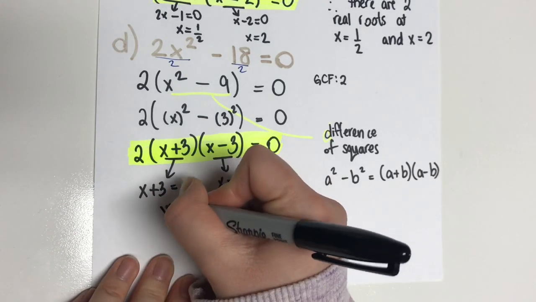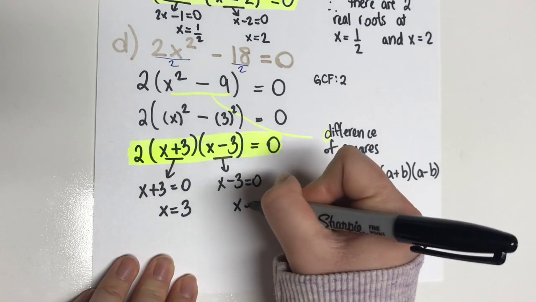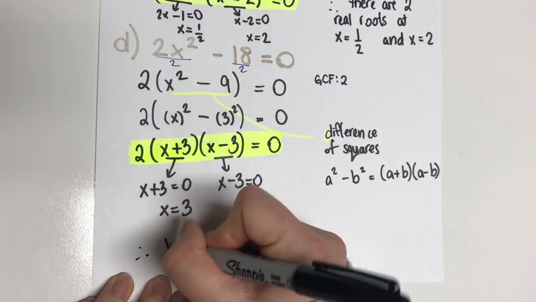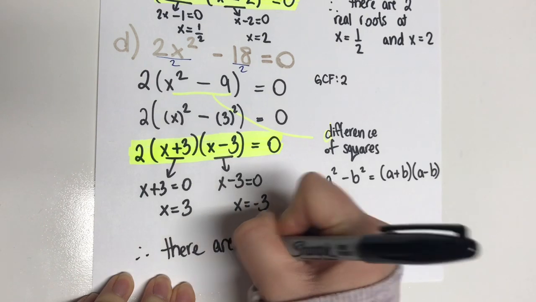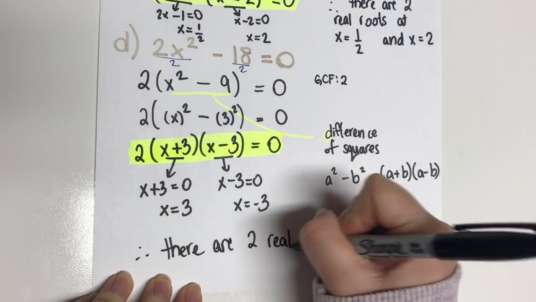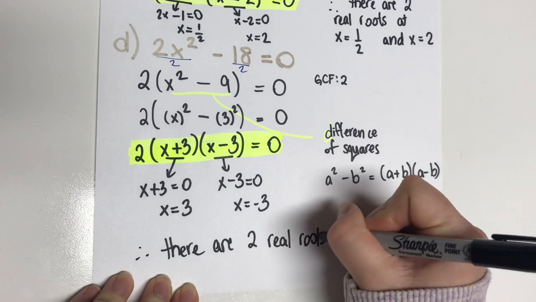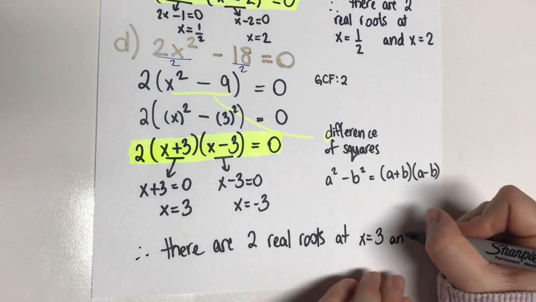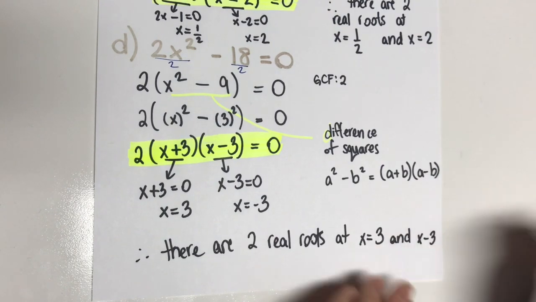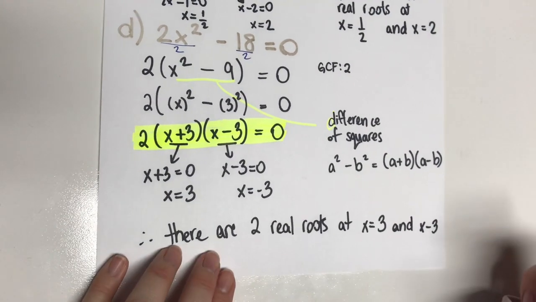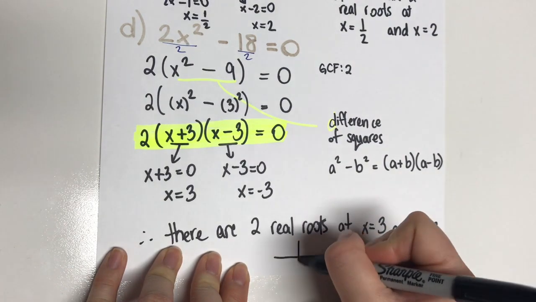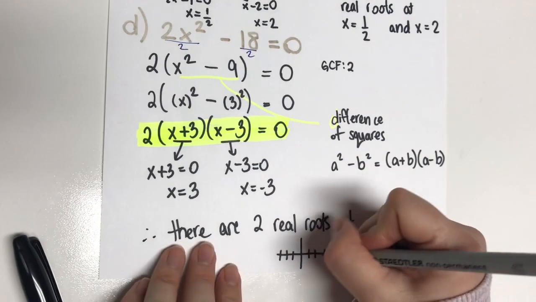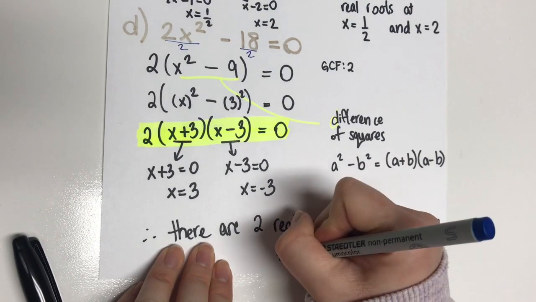And when I solve for x, x is 3 or x is negative 3. Those are my two options. So there's two roots. There's two real roots at x is equal to 3 and x is equal to negative 3. So basically, on our graph, one of the roots is at 3 and one of the roots is at negative 3.